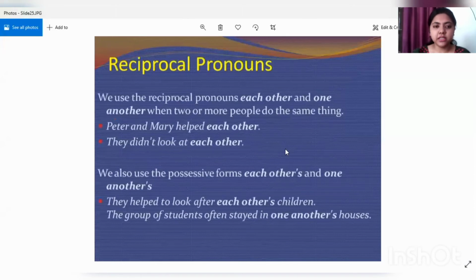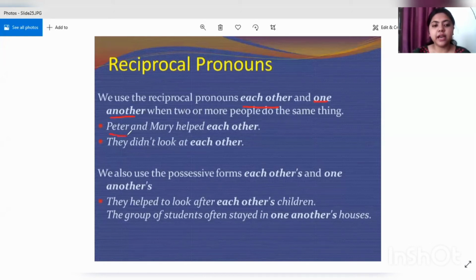Now, this is the last type of pronoun which we will do. That is reciprocal pronoun. This is the 10th type of pronoun. We use reciprocal pronouns, each other and one another. Only these two are referred to as reciprocal pronouns, each other and one another. They are used when two or more people do the same thing.